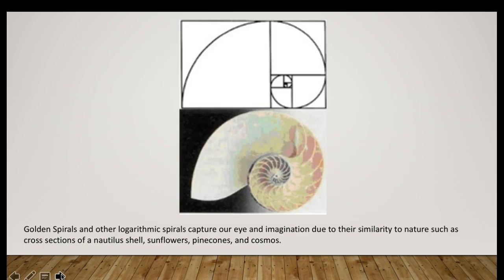Golden spirals and other logarithmic spirals capture our eye and imagination due to their similarity to nature, such as cross-section of nautilus shells, sunflowers, pine cones, and cosmos. So these are in things that are very microscopic, or not microscopic, but smaller in nature, but also as big as the cosmos in the universe. So we see this over lots of areas of our natural world.